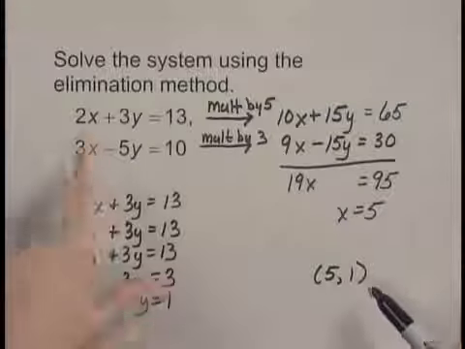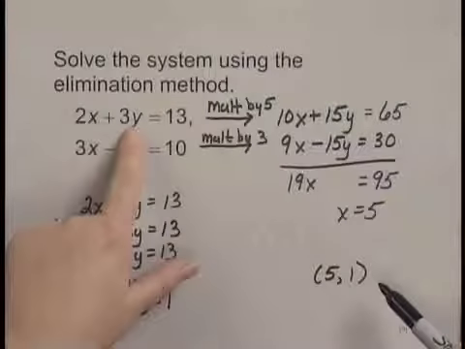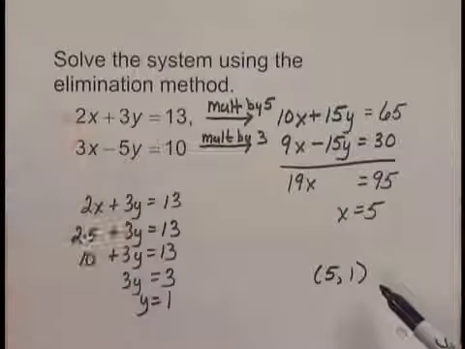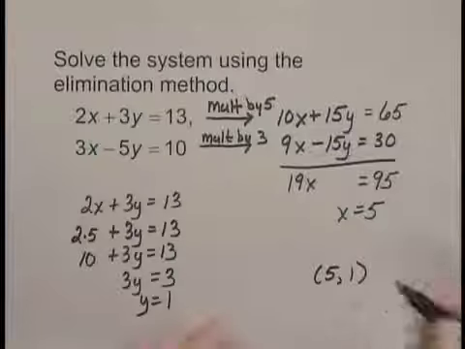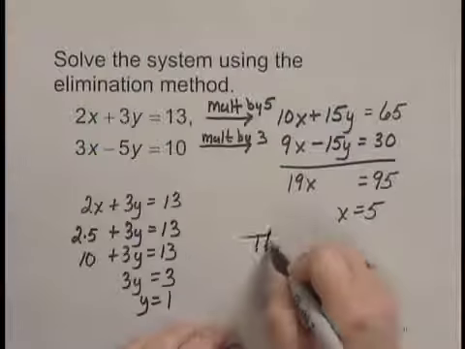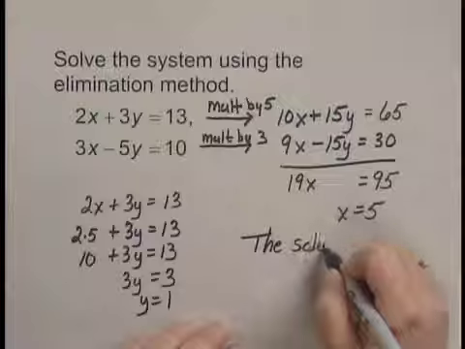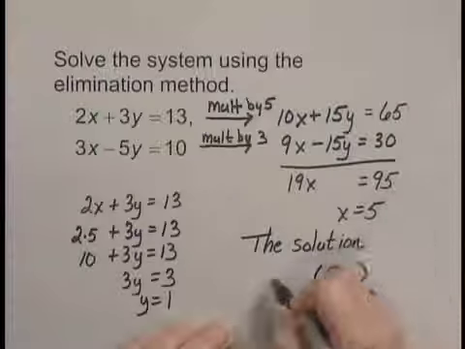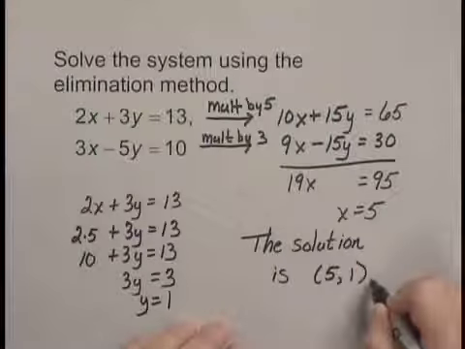And to check it, I substitute 5 for x and 1 for y in both of these equations. It makes both of the equations true, so I will state that the solution is the ordered pair 5, 1.